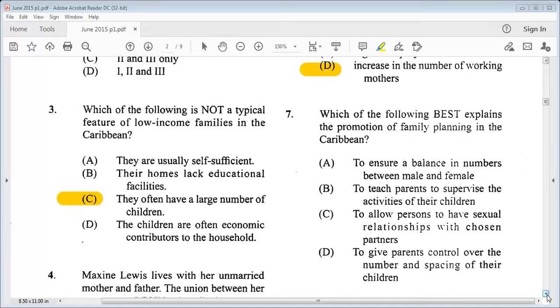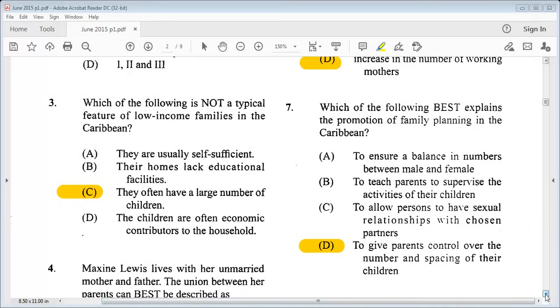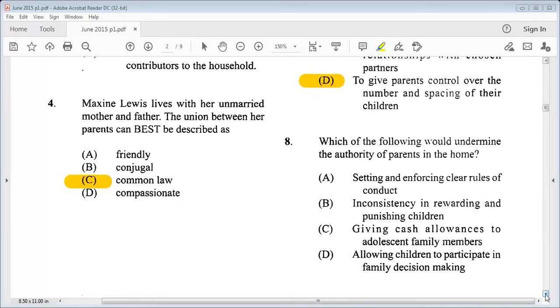Today, 7 says, which of the following best explains the promotion of family planning in the Caribbean? We know our answer is D, to give parents control over the number and spacing of their children. 8 says, which of the following would determine the authority of parents in the home? We know our answer is B, inconsistency in rewarding and punishing children.